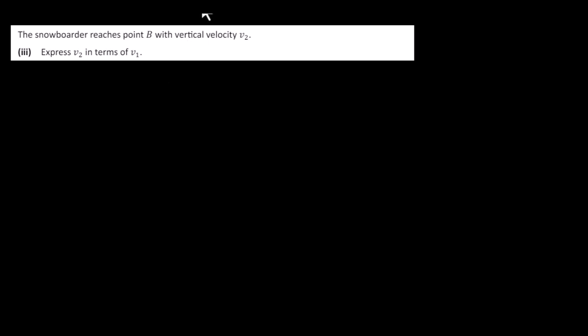So the snowboarder reaches point B with vertical velocity v2. Express v2 in terms of v1. So let's write out the energy equation. We've got mgh0 at point A, the height is 0, plus half mv1 squared. Remember, v1 was the velocity at A. That's equal to, again, mg.